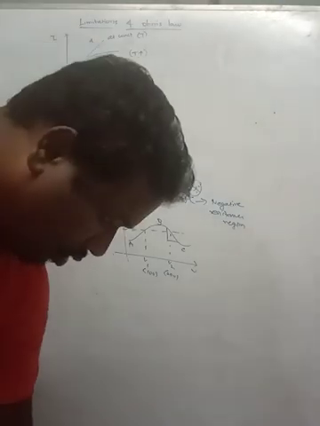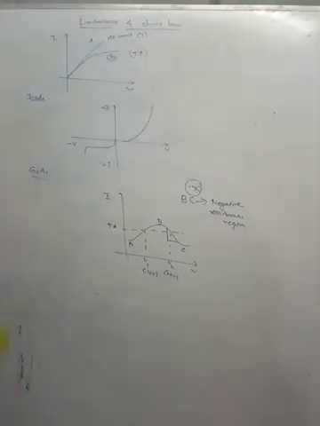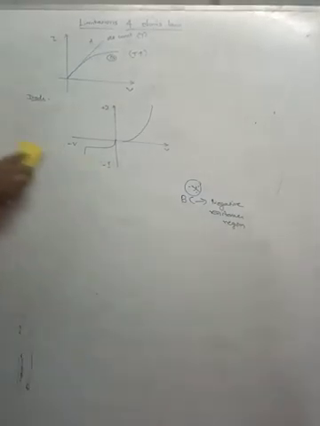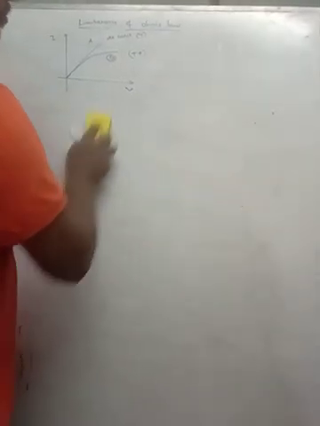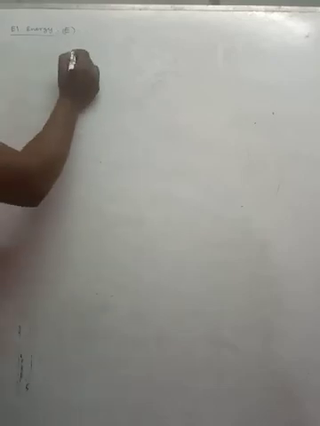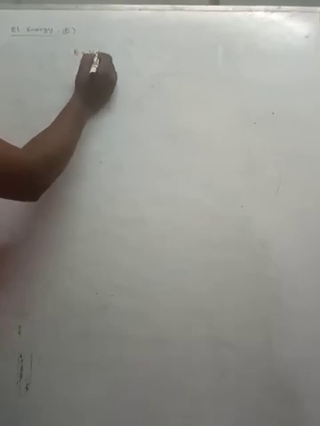Now let us move on to the next topic, that is electrical energy and electrical power. First, let us move on to electrical energy, denoted with the letter E. Energy is the ability to do work, but here energy means the ability to do electrical work. We can call this electrical energy. It is given by E is equal to VIT.